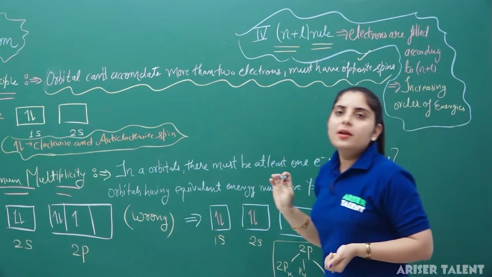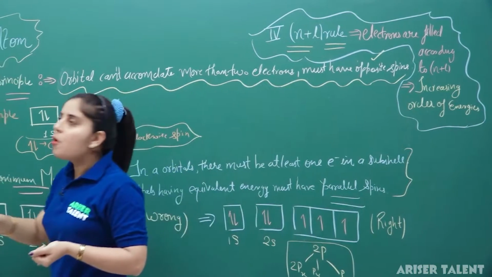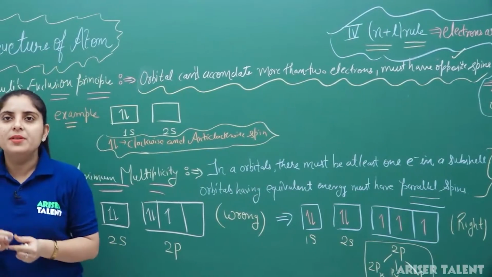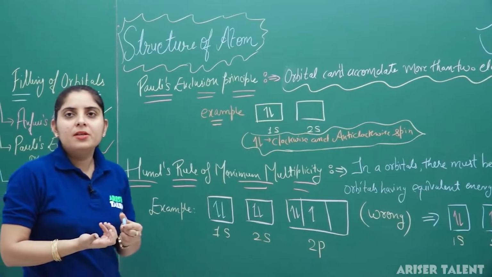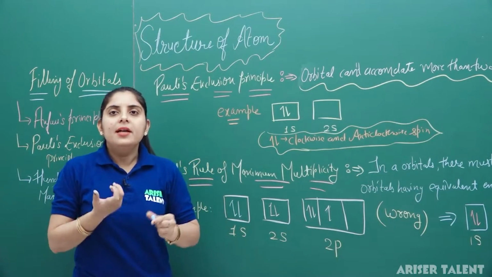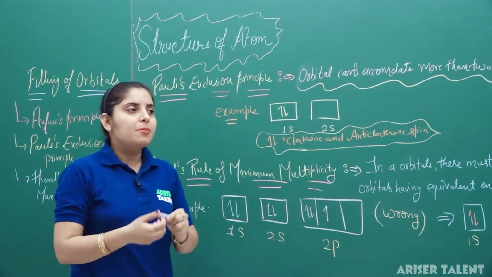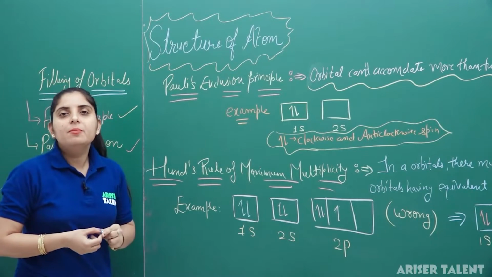So this is in accordance with the n plus l rule, and it is somewhat similar to the Aufbau principle. Now we will write the electronic configuration of certain elements, so it must be clear to you which electron will be filled in which subshell. If someone wants to copy it, please copy it now.